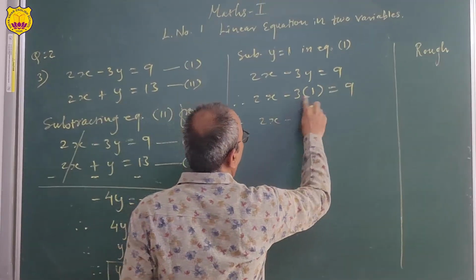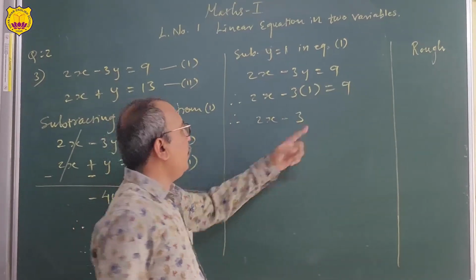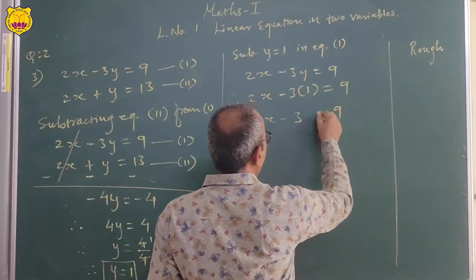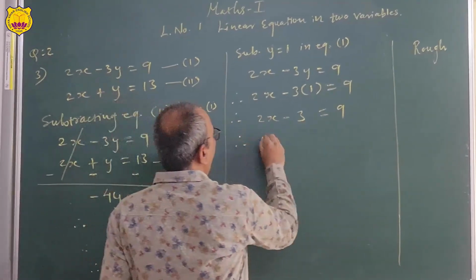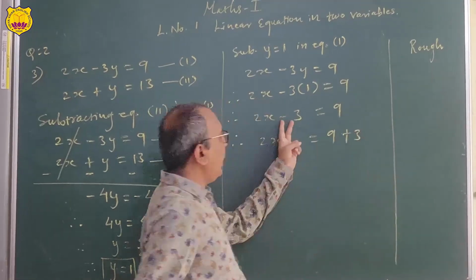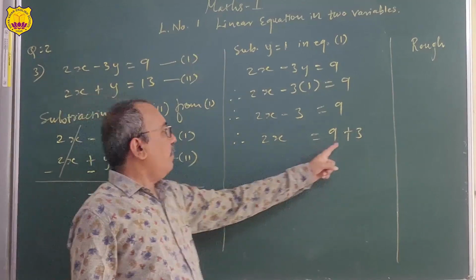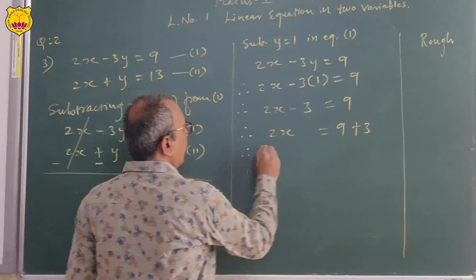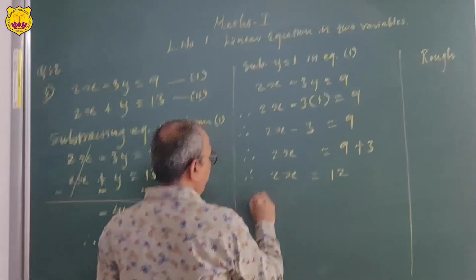Then, 2x minus 3 times 1. These two should be multiplied. 3 times 1 is 3, equal to 9. Will be the same. Here also 2x will be the same. Then 2x is equal to 9 plus 3. As minus 3 is shifted to the right side of the equal sign, it will be positive. 2x is equal to 9 plus 3, 12.